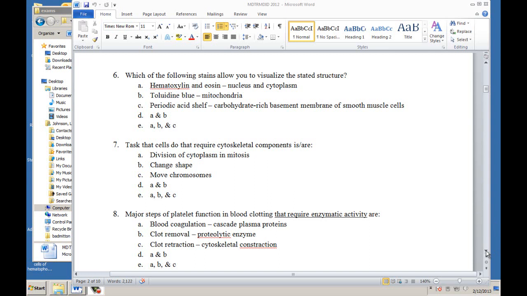Tasks that cells do that require cytoskeletal components are division of cytoplasm in mitosis? Yes. Change shape? Yes. Move chromosomes? Yes. The answer is E.